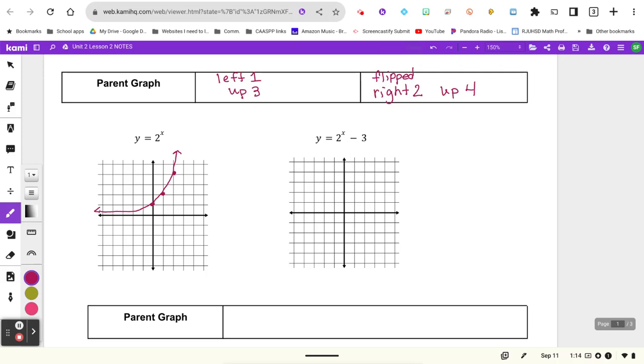Now, the next one we're going to do is y equals 2 to the x minus 3. This just means that we are going to be moving it down 3. Same thing as what we did on the top. So we're going to take each of our individual points and move it down 3. Our first one was right there. Go down 1, 2, 3. This one was down here, 1, 2, 3.